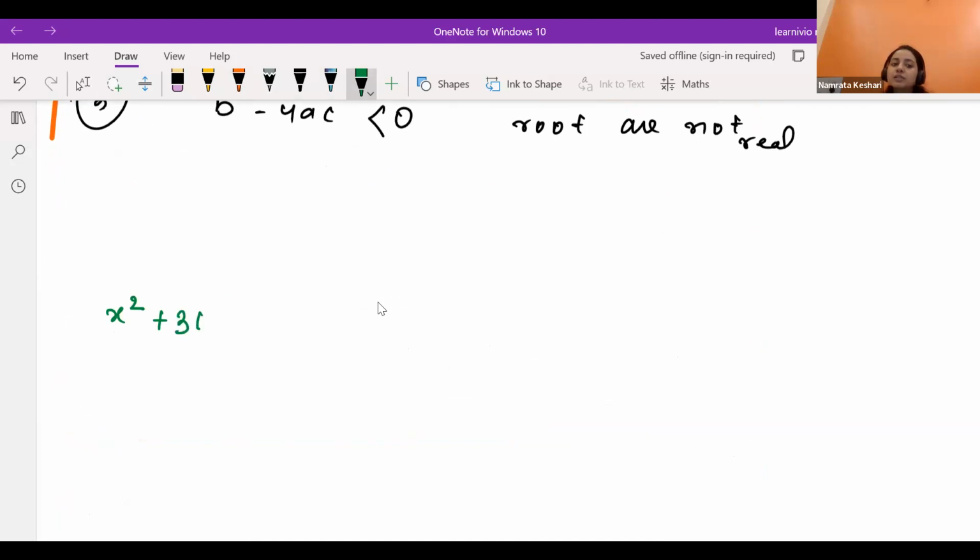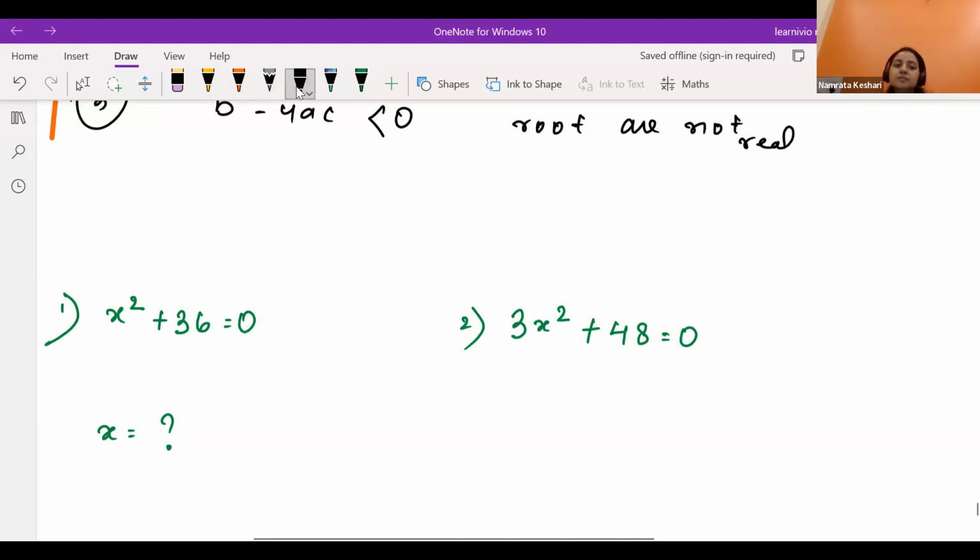Let's see a few quadratic equations where roots are not real. If x square plus 36 is equal to 0, find the x value. Is it 6? Let's try doing it together. x square is equal to minus 36, the 36 goes to the other side. x will be plus minus under root minus 36, right? So we cannot say it's 6.